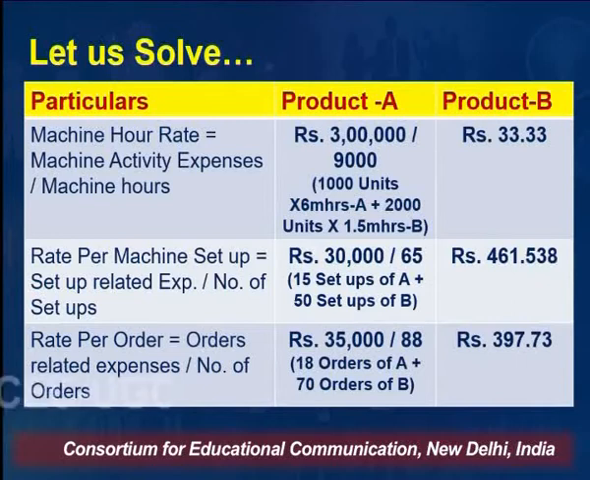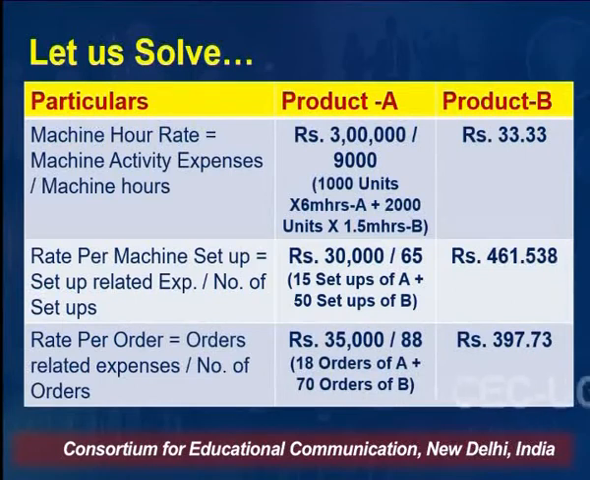So remember, it is a combined cost of A and B. That is why we are showing the calculation for product A in the column of product A, and the amount in the column of product B, because it is a combined cost. So if you look at the formula, for 1000 units, what we are doing, we are taking the total machine hours of A and B both. Setup is also taken for both A and B, and the number of orders is also taken for both the products, that is A and B. So rate per order is total expenses of orders divided by number of orders, and here we find the rate, that is 397.73 for rate per order.